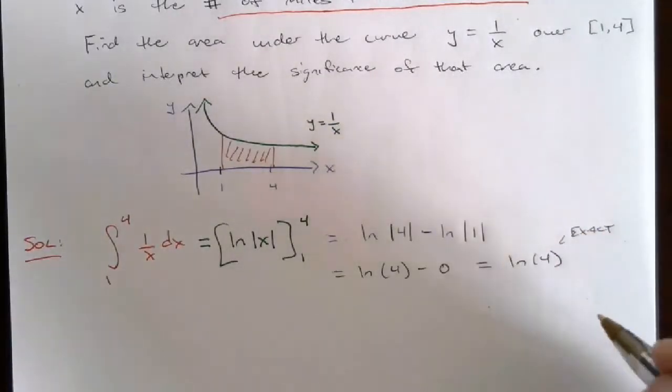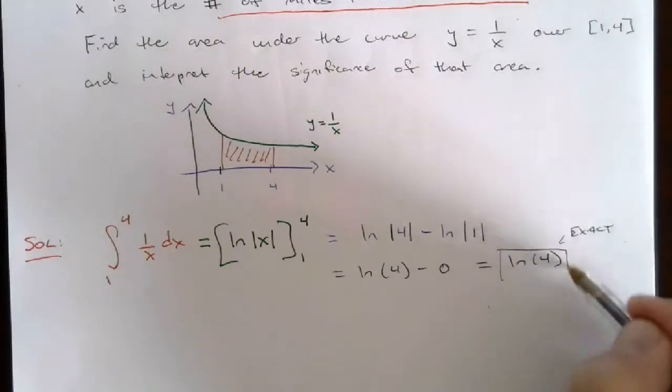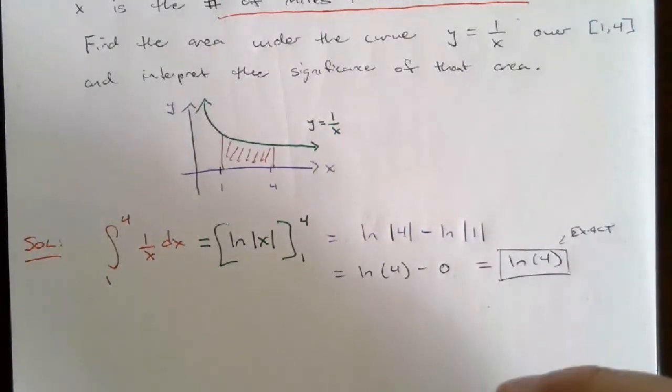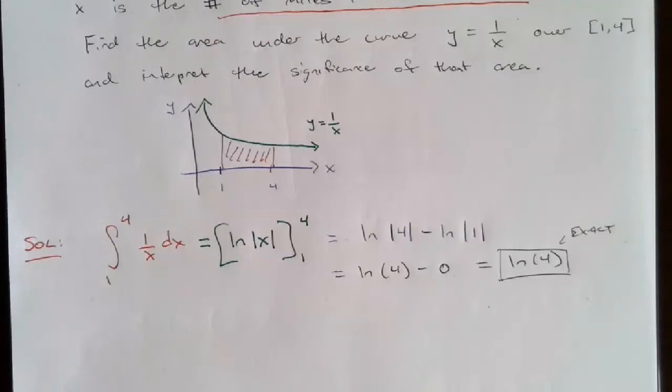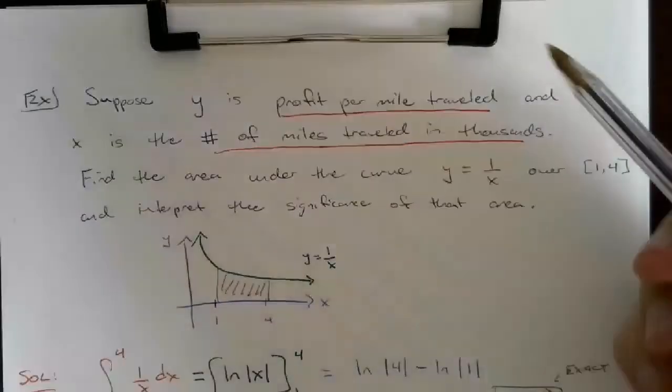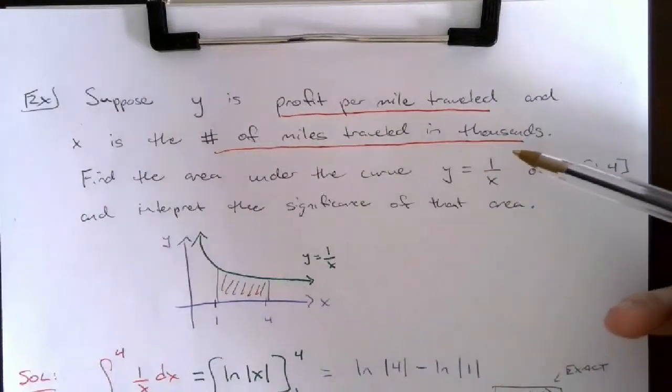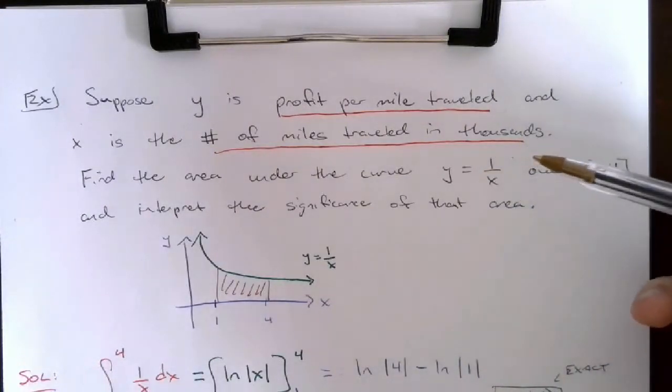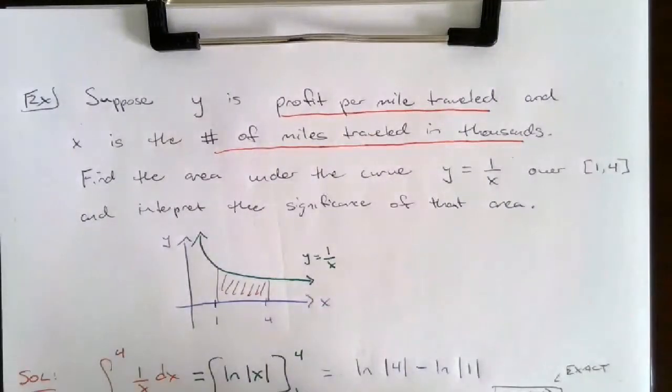So if I was saying what's the exact area, it is ln 4. But in this example, they said y is profit per mile, and x is the number of miles in thousands. So it's helpful to approximate this because we're trying to talk about what this really would mean in terms of profit.